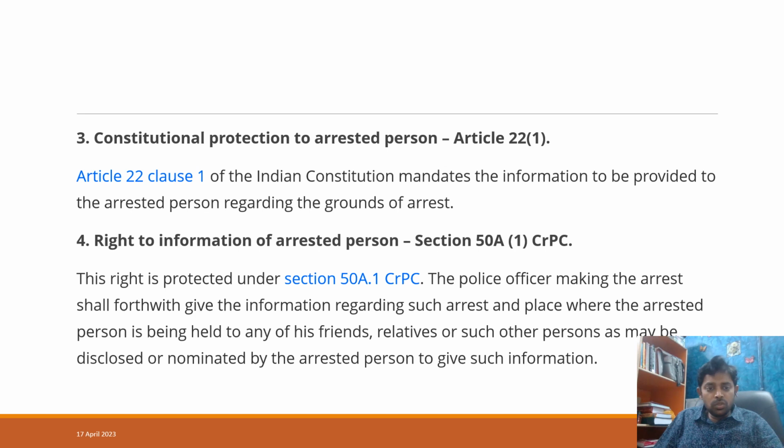Article 22, Clause 1 of the Indian Constitution mandates that the arrested person be provided information regarding the grounds of arrest. Right to information of the arrested person under Section 50A(1) CRPC. This right is protected under Section 50A(1) CRPC. The police officer making the arrest shall forthwith give information regarding such arrest and the place where the arrested person is being held to any of his friends, relatives, or such other persons as may be disclosed or nominated by the arrested person to give such information.